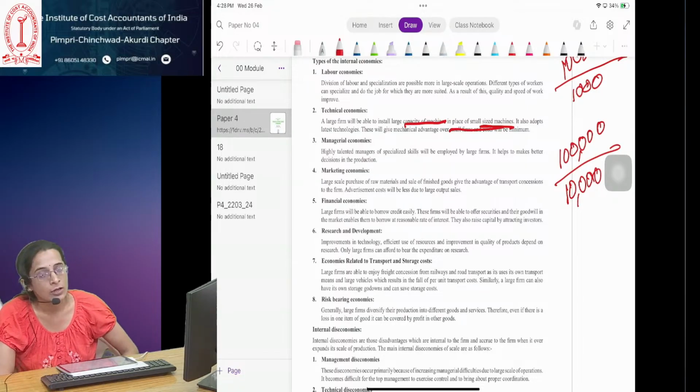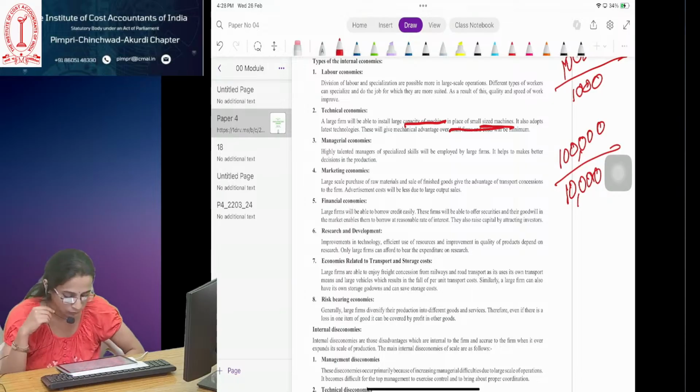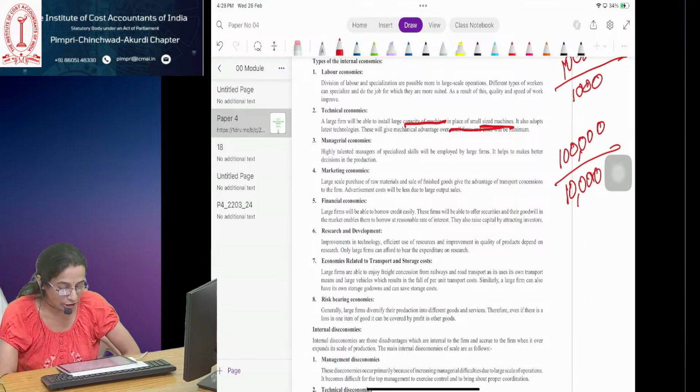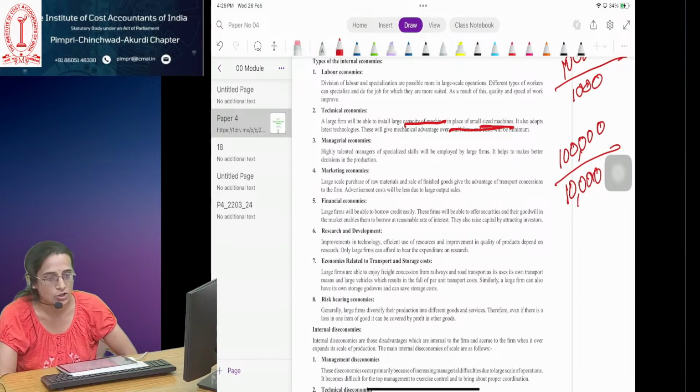Next is what? Research and development. You know, research and development costs are huge costs. Small organizations cannot bear these costs, right? So when it comes to research and development costs also, the organizations which are producing on a large scale can easily bear that cost because their profit margin is more, right? Improvements in technology, efficient use of resources, and improvement in quality of products depends on research. Only large firms can afford to bear the expenditure on research.